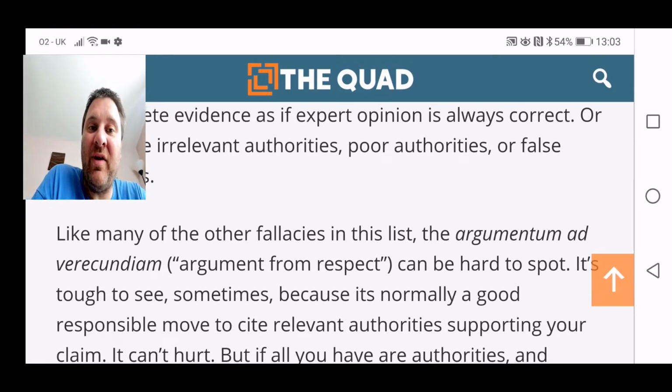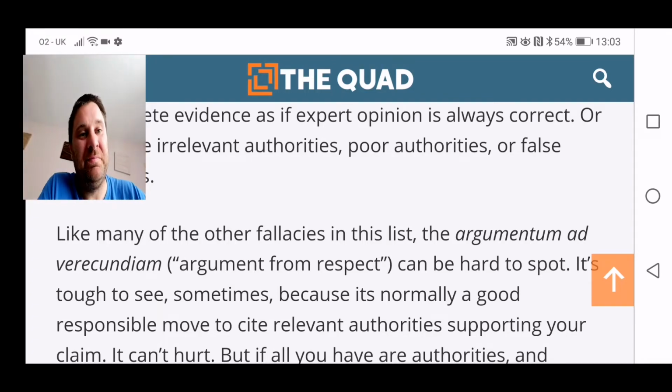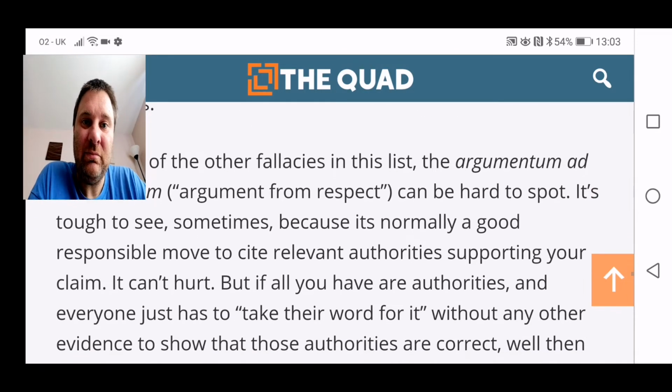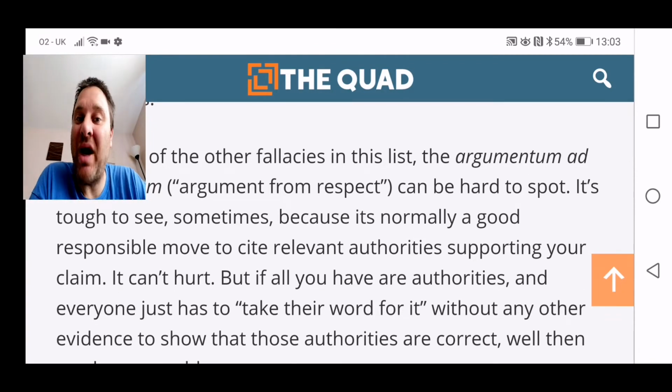Like many of the other fallacies in this list, the argumentum ad verecundium, argument from respect, can be hard to spot. It's tough to see sometimes because it's normally a good responsible move to cite relevant authorities supporting your claim. Yeah, if it can be shown practically. Demonstrated and shown practically using tangible substance.